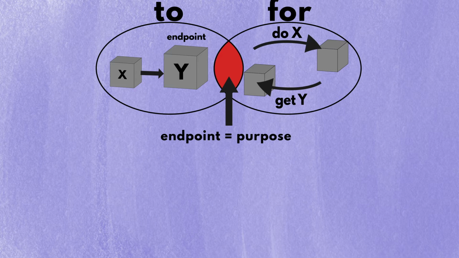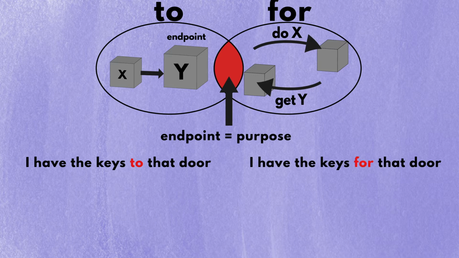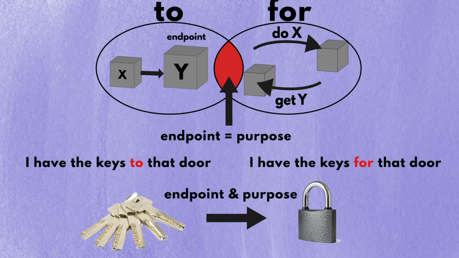To take an example, "I have the keys to that door" and "I have the keys for that door" are both acceptable because both the key's endpoint and purpose lie in the lock. So both sentences end up meaning the same thing.